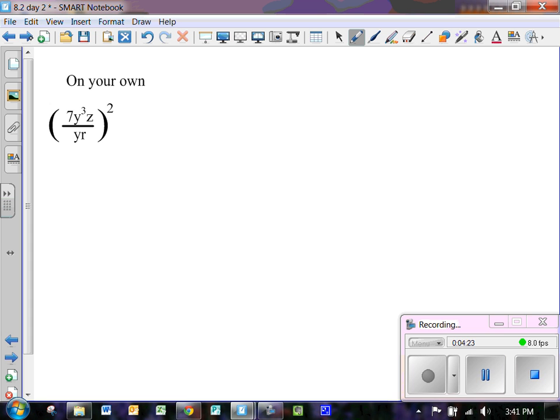Hopefully you had a chance to try it, so we're going to start working on this one together. So first thing I would do is let's distribute that 2 in. So the 2 gets distributed into absolutely everything. So to that y there, and also to the r. So what you get on top is 7 squared, y, so now 3 times 2, because it's a power to the power, so that's 6, z squared, all over y squared r to the second. So all of those get distributed in.